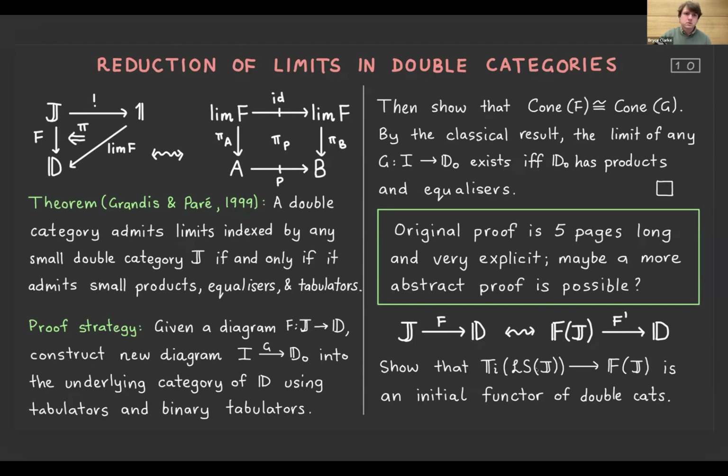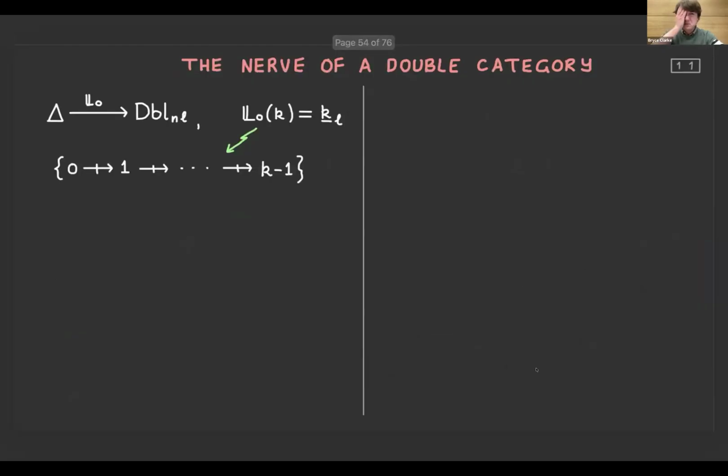And so how I did this is as follows. So first I want to tell you about the nerve of a double category quite briefly. So we have the simplex category delta, and from each K in delta, we can construct a double category, which is just the free composite of loose morphisms of that length.